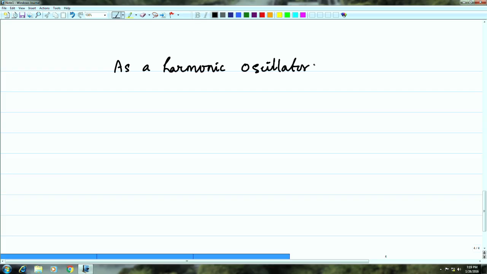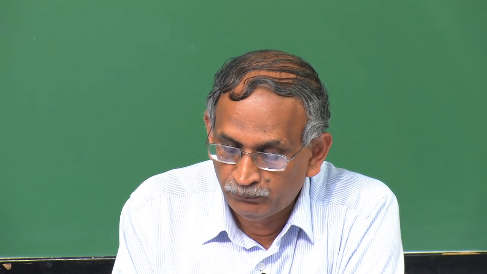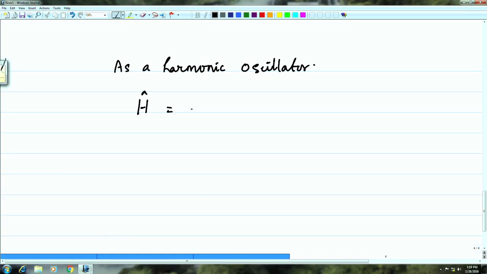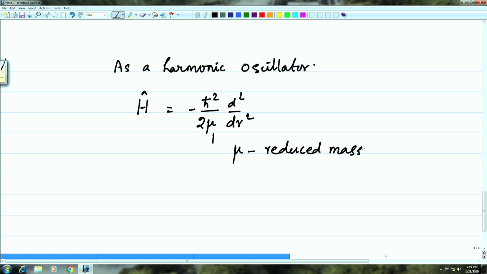Of course, we started with a little bit of an introductory harmonic oscillator in an earlier lecture. Remember that the Hamiltonian for the harmonic oscillator has the kinetic energy term, minus h bar square by 2 mu d square by d r square. Here mu is the reduced mass of the diatomic molecule, and so if you have m1 and m2, then mu is m1 m2 by m1 plus m2.